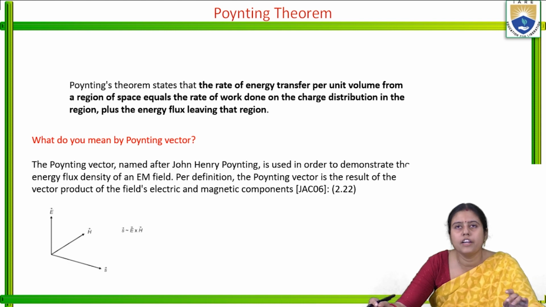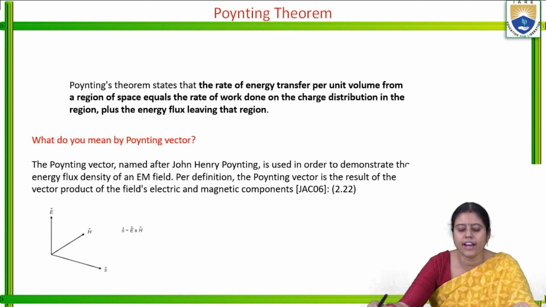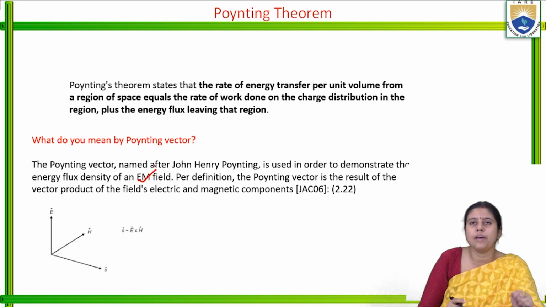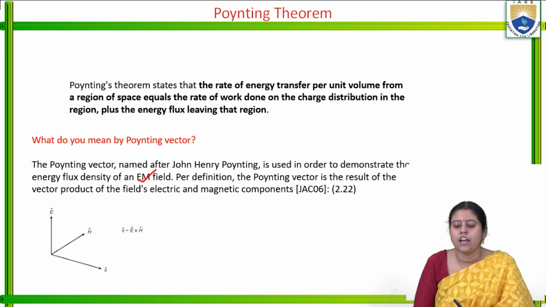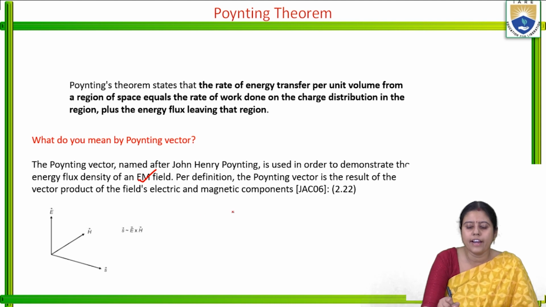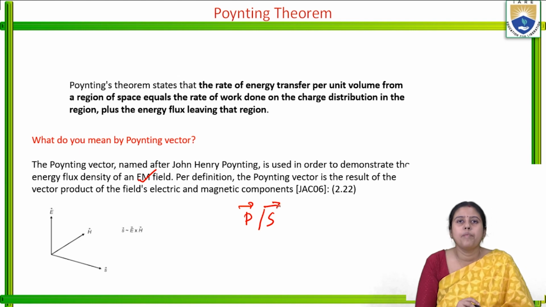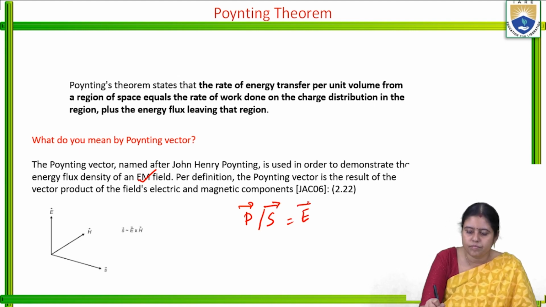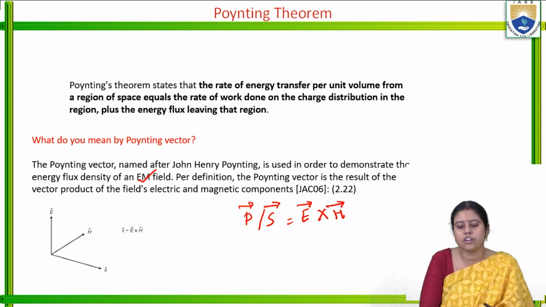So what do we mean by the Poynting vector? The Poynting vector, named after John Henry Poynting, is used to demonstrate the energy flux density of an EM field. It tells about the electromagnetic field. As per the definition, the Poynting vector is the result of the vector product of the electric field and magnetic field components. So we write the Poynting vector as P, or sometimes as S. P or S is the cross product of E cross H.